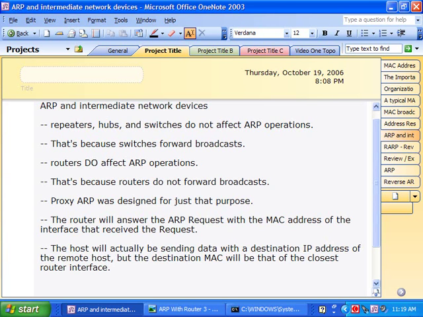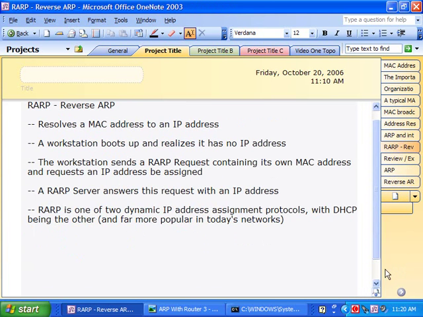The router is going to answer the ARP request with the MAC address of the interface that received the request, and at that point, the host has a destination MAC. It has no idea that it's not the MAC address of the intended destination, but it's going to send the data with the IP address of the intended destination, and the destination MAC address is actually going to be that of the router, the closest router interface. So we're going to review all this again in just a few minutes, because this is all important stuff, and I know if it's the first time you've seen it, it can be a little overwhelming. But we're going to review this after we take a look at reverse ARP.